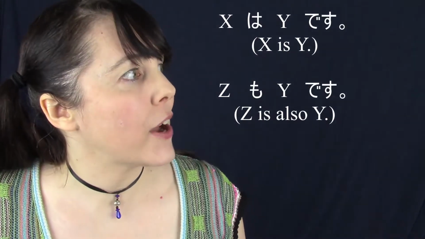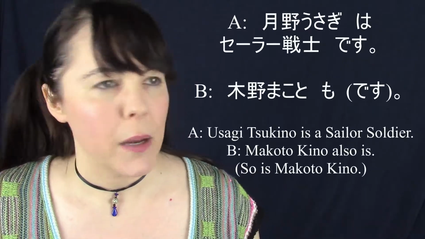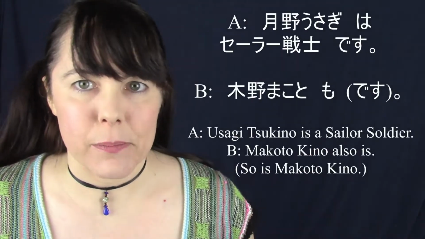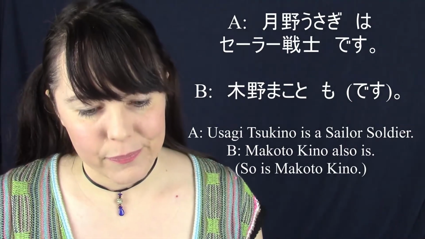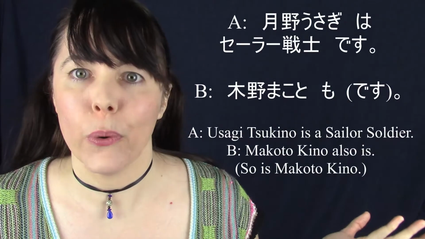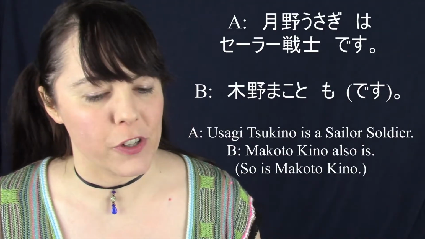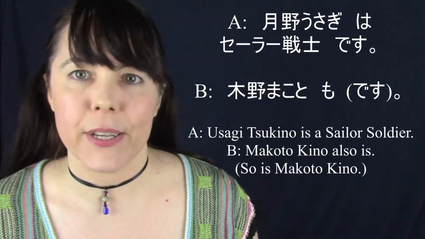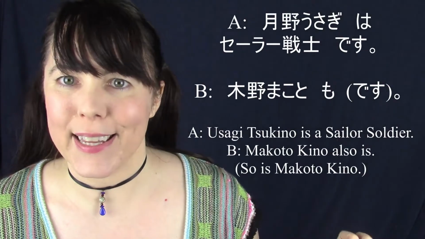You can, however, have a hanging mo at the end of a sentence if it is structured this way. Person A says, 月のうさぎはセーラー戦士です. And then person B says, 木の誠も. Or even 木の誠もです. We're basically removing the y in this equation. We're just saying, oh, so is Makoto Kino. Makoto Kino is too. That kind of thing. Then you can have a hanging mo at the end of the sentence.